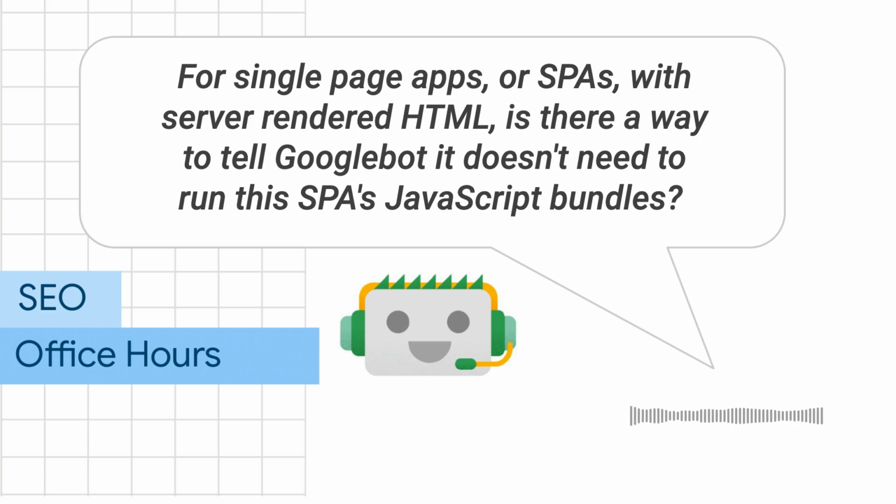Matthew is asking, for single-page apps, or SPAs, with server-rendered HTML, is there a way to tell Googlebot it doesn't need to run this SPA's JavaScript bundles? Hi, Matthew. The short answer to your question is no. The slightly longer version is, from the server-side rendering, you get the benefit of having a very robust setup, and the content is in the HTML as early as possible, so Googlebot benefits from the server-rendered HTML to begin with. However, avoiding running the JavaScript bundles through Googlebot would increase complexity dramatically, and complexity usually attracts bugs. There's no benefit of avoiding running the SPA bundles in Googlebot, so I would not worry too much about it, to be honest.